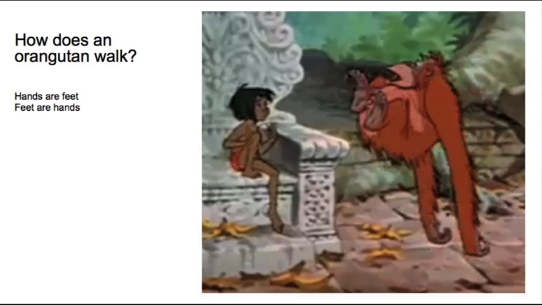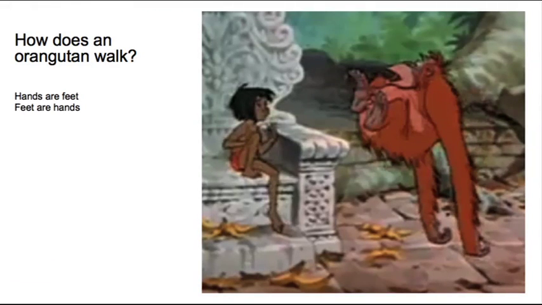Here's some lovely animation also from the Jungle Book. This is the orangutan, King Louis, animated by Milt Kahl. Not Shere Khan. Shere Khan is the tiger. Animated by the great Milt Kahl, the great Disney animator. And here, the joke is that King Louis's hands are like feet and his feet are like hands. So he's completely ambidextrous with both his hands and his feet.